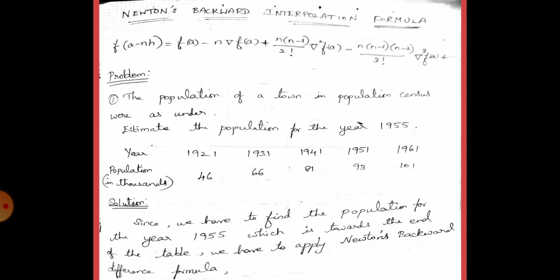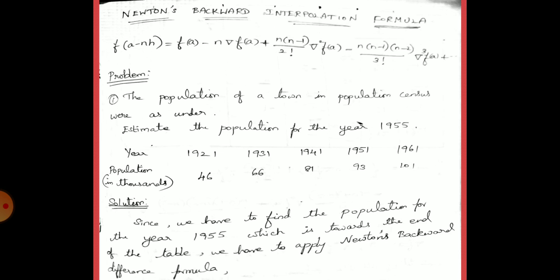The population of a town in a population census were as follows. Estimate the population for the year 1955. So they are asking for 1955, and the population in thousands. See the years 1921, 1931, 1941, 1951, 1961. The population in thousands is given as 46, 66, 81, 93 and 101. From this we are going to find the population of the year 1955. See here, this is 1951 and 1961. The 1955 is in between, towards the end of the data. So we are going to find the value for that 1955.